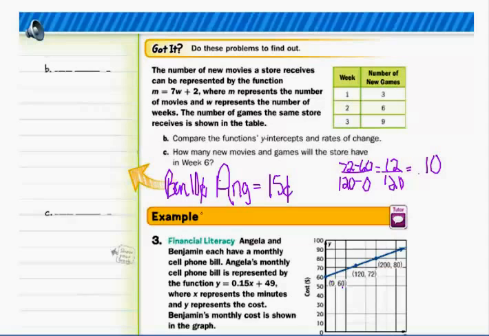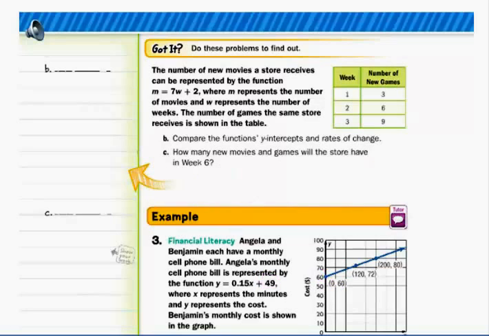Okay. This is also saying that no matter how many minutes she uses, she has to pay $49 just to have the phone service. How about this? For 0 minutes, he's still having to pay $60 for the phone service. So it wants to know, what will the monthly cost for Angela and Benjamin be for 200 minutes? So for Angela, 0.15 times 200 plus 49.